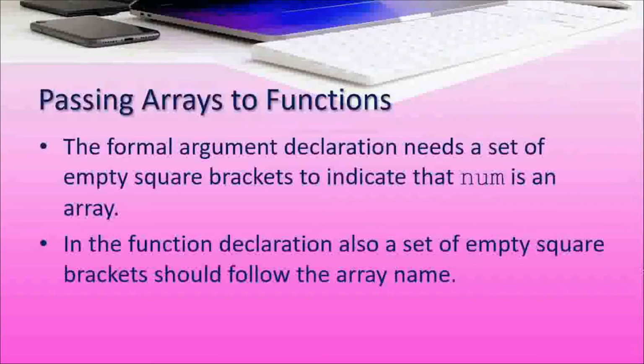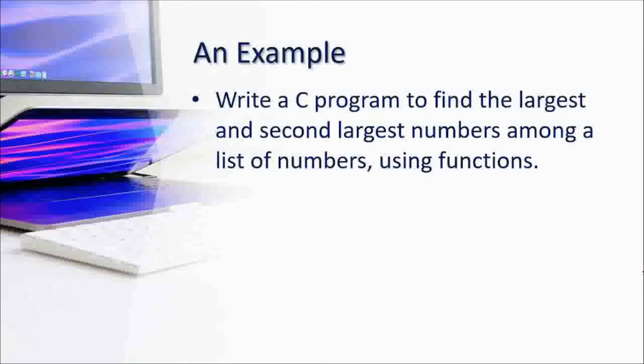The order of these two parameters can be reversed also, that is the first is the array and the second is the integer. That is also possible, no problem. So in the function declaration also, a set of empty square brackets should follow the array name. So now let's see an example.